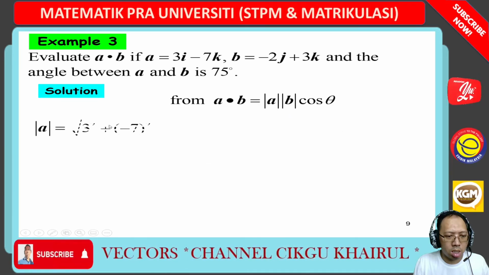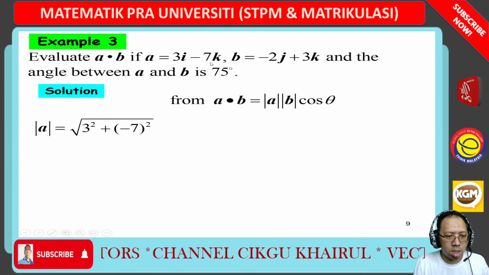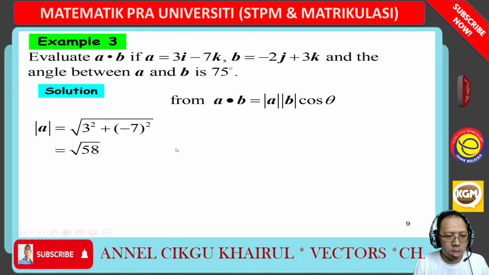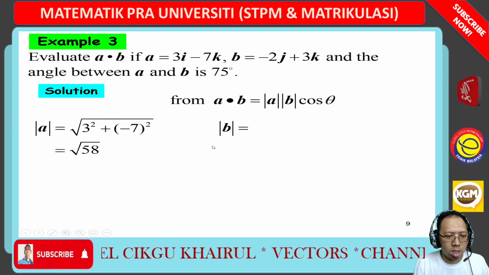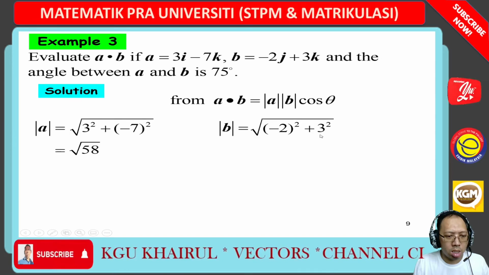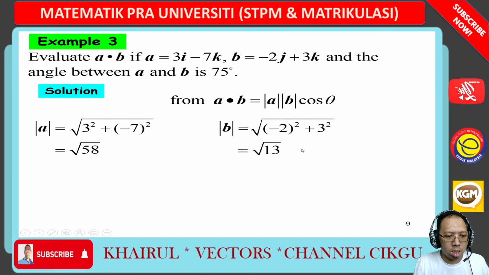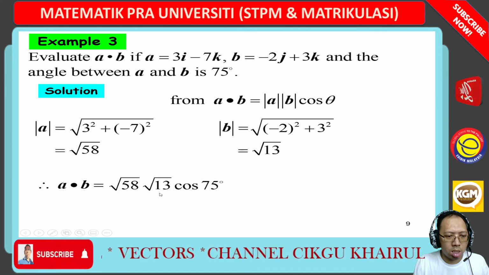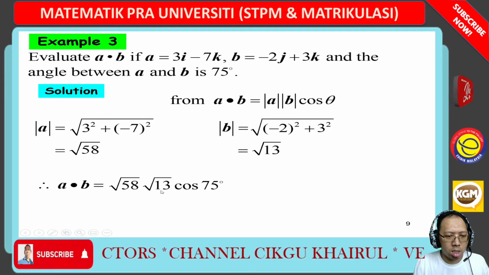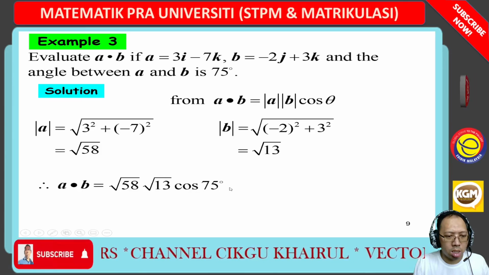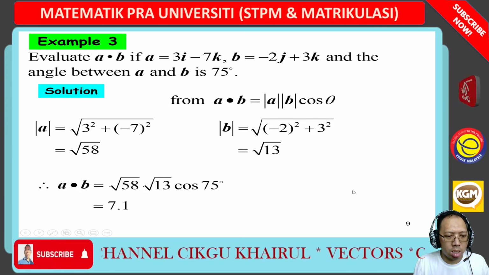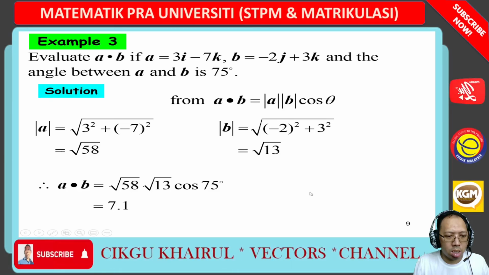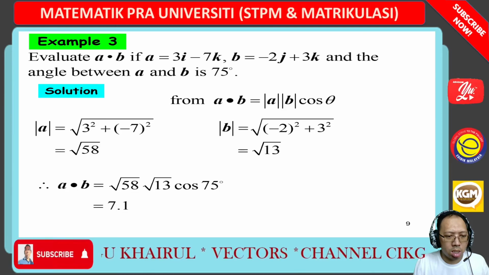So magnitude a is the square root of 3 squared plus negative 7 squared, using the coefficients of i and k, we get square root of 58. Magnitude b is the square root of negative 2 squared plus 3 squared, then we get square root of 13. Substitute into this formula, we get square root 58 times square root 13 times cos 75 degrees. Simplify, we get 7.1. So these are three simple examples of dot product and its application.